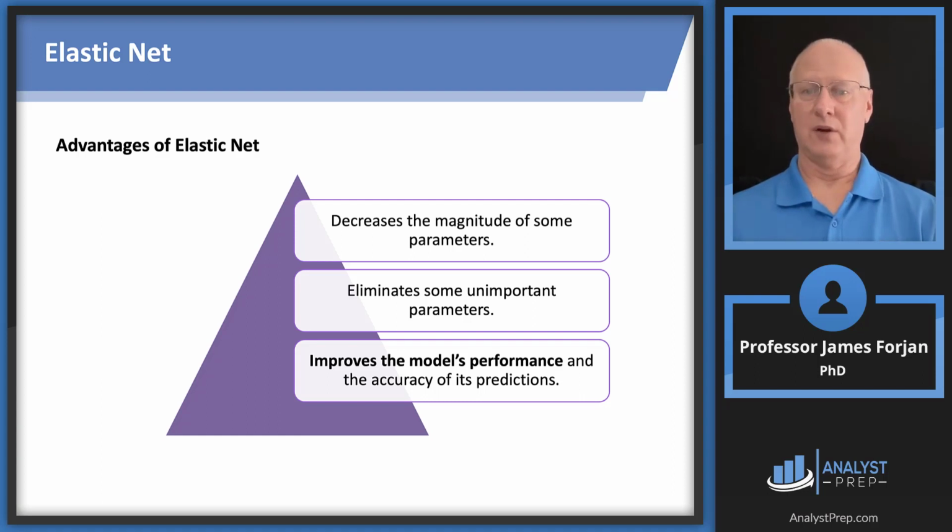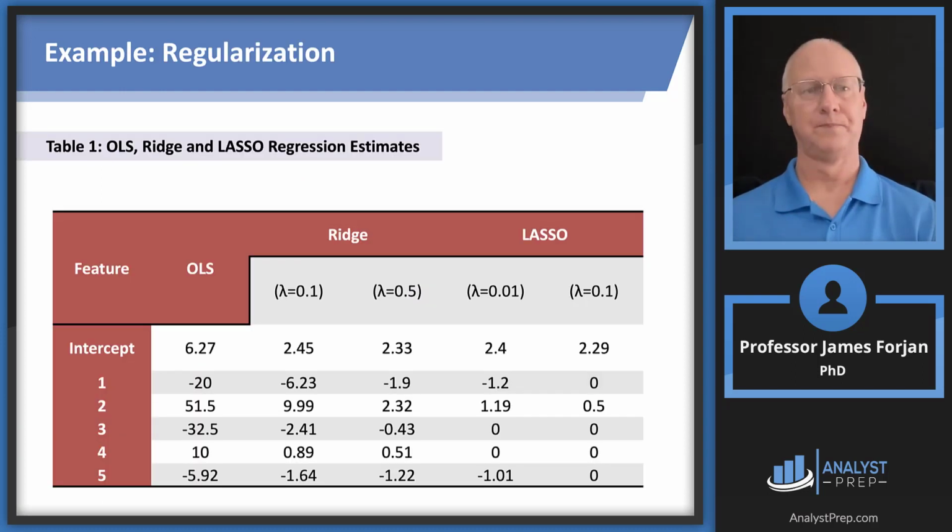Now, why do we use this? It'll decrease the magnitude of some of those parameters. It'll eliminate even more clearly some of those unimportant parameters, and it hopefully will improve the model's performance. What did I say earlier? Not showing off, not falling behind. We're trying to get to that optimal model.